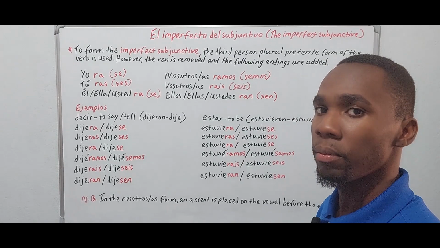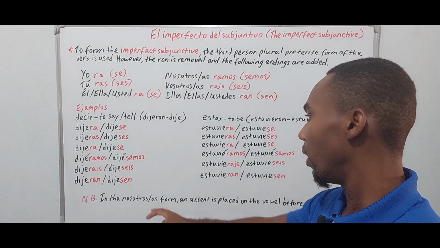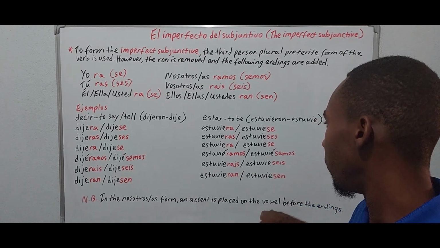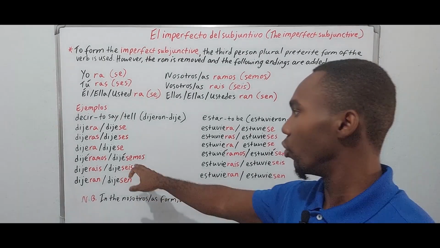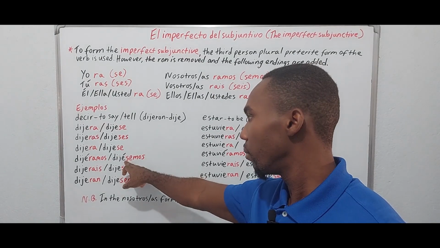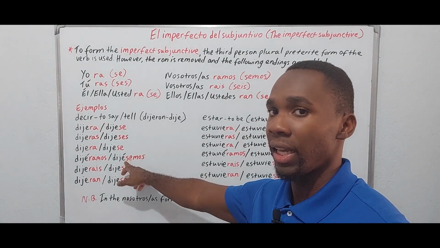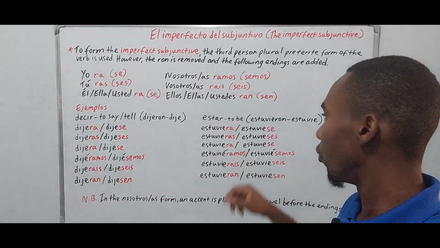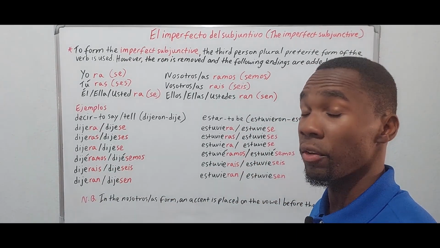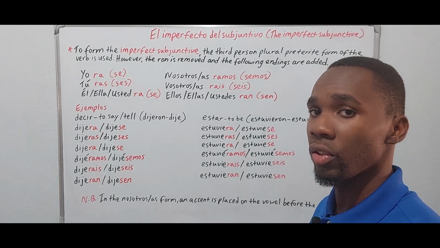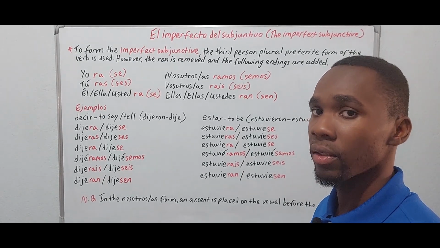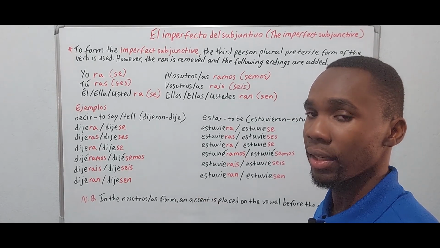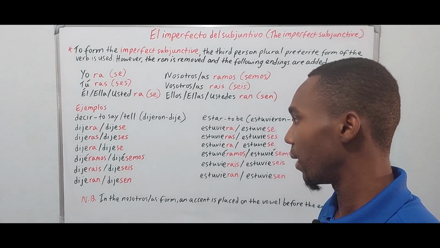Now, please note this. In the nosotros or nosotras form, an accent is placed on the vowel before the endings. So you see that an accent is on the A or the E in both examples. So remember that in the first person plural, which is the nosotros or nosotras, the vowel before the ending will have an accent, right? So just remember that.